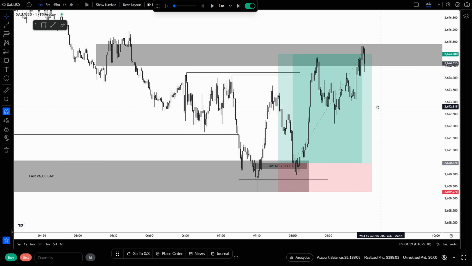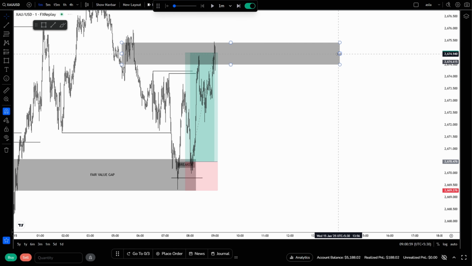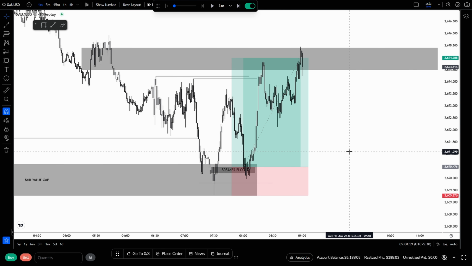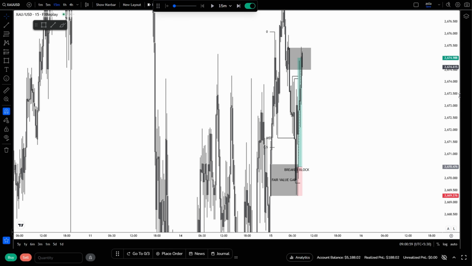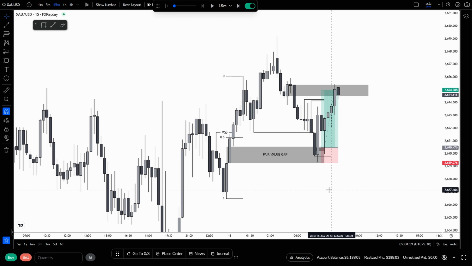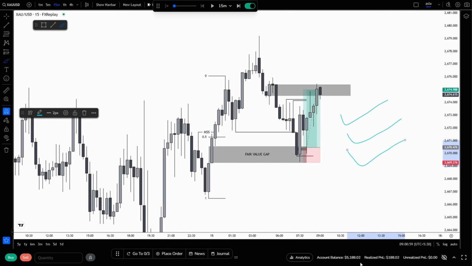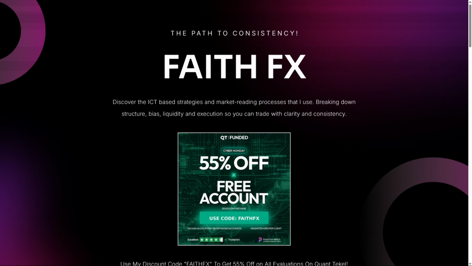This is the complete manipulation-based matrix model with higher precision. By combining bias, draw on liquidity, manipulation confirmation, and breaker block entries, the model becomes structured, repeatable, and highly effective when executed with discipline. That's it for this video.